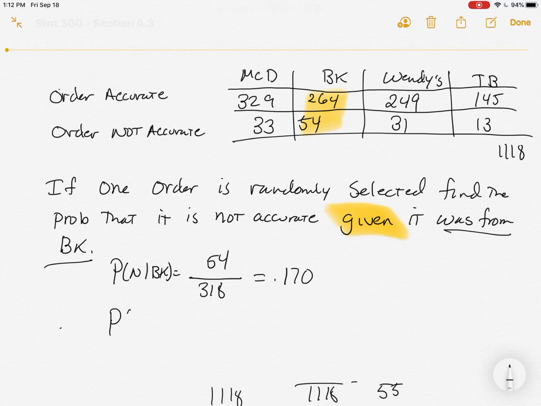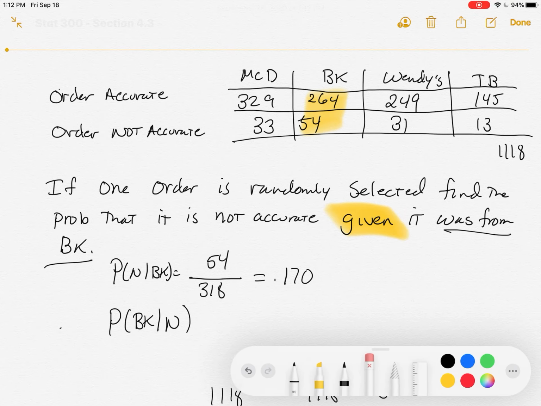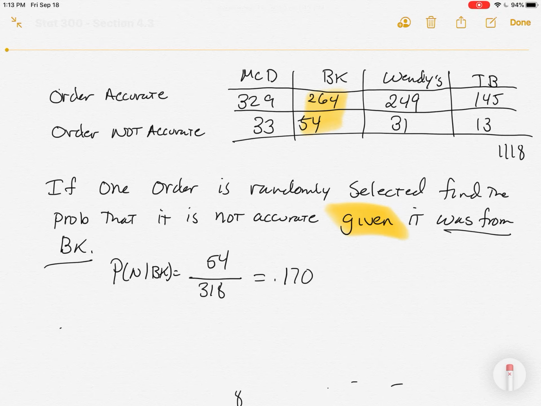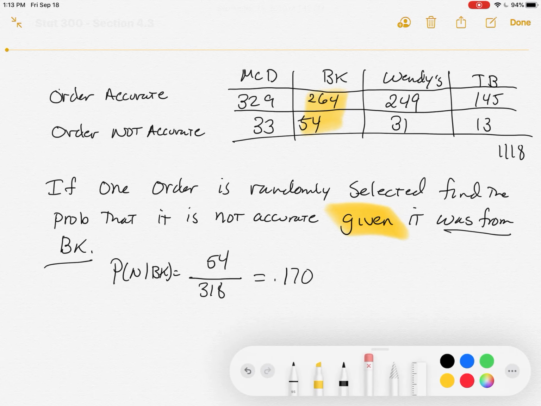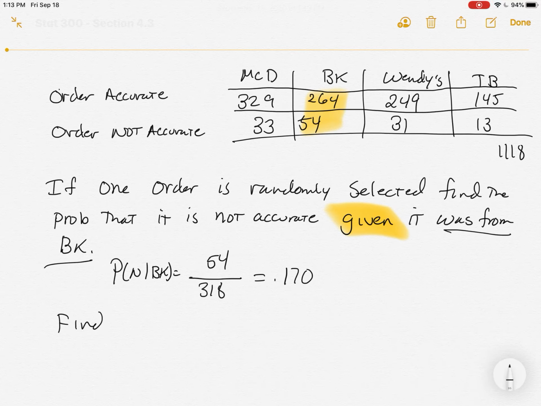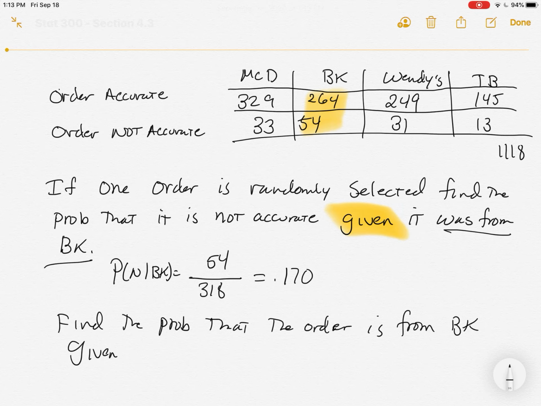So let's compare that, let's look at the other way. What's the probability that the order was from Burger King given that it was not accurate? That would be the symbols. Let me write that in words though. So find the probability that the order is from Burger King given it was not accurate.